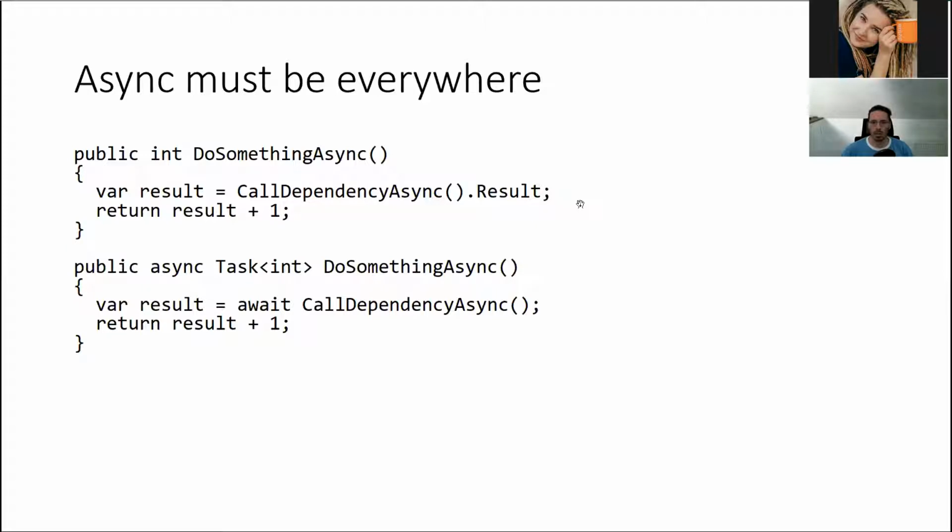So in the second example, this do something async method is basically using await, calling dependency async, and then doing the result + 1 or something like that. So everywhere, don't cut corners.